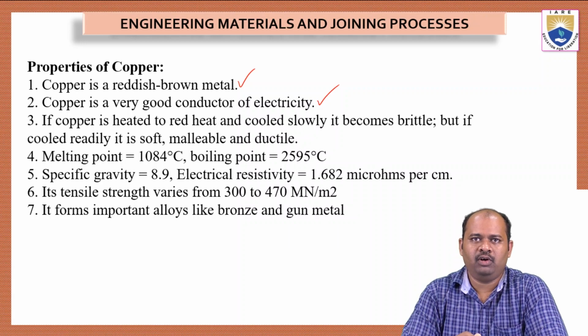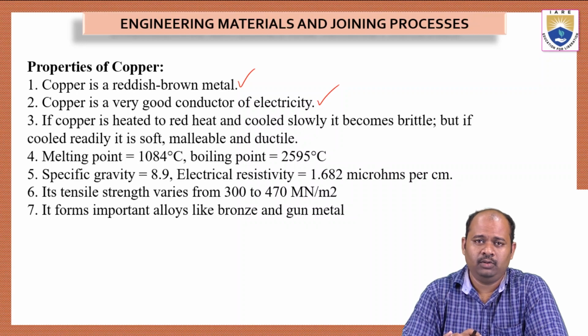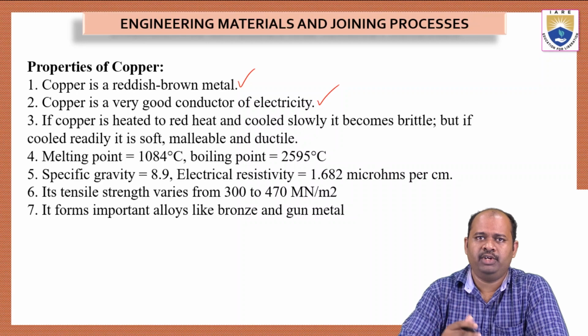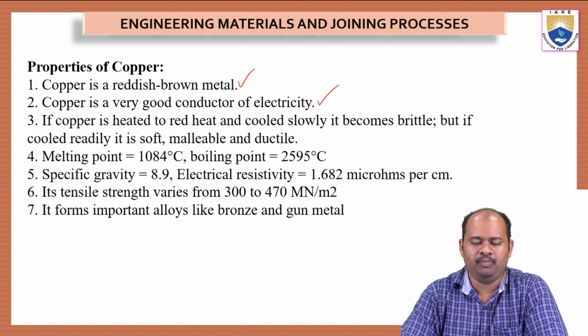The melting point of copper is about 1084 degrees centigrade, and the boiling point is 2595 degrees centigrade. Because of these high melting and boiling point temperatures, copper can be used in electrical conductance, where very high temperatures do not cause any harm to the copper.